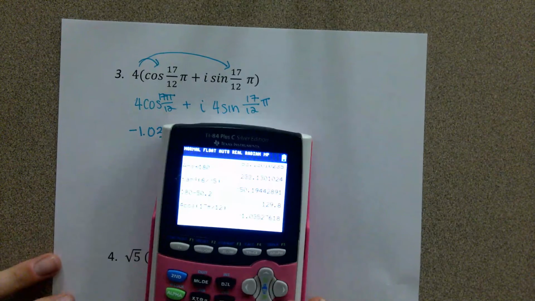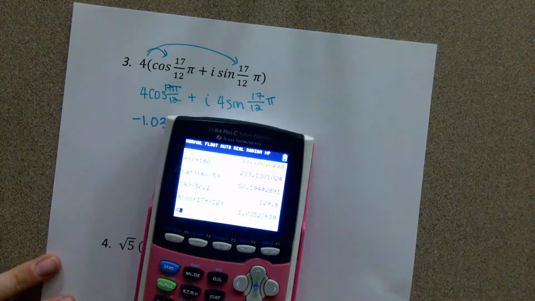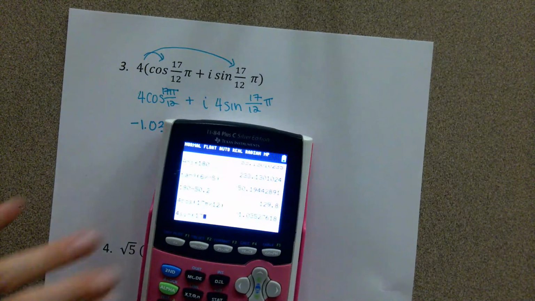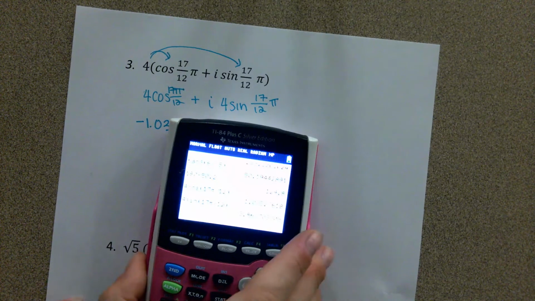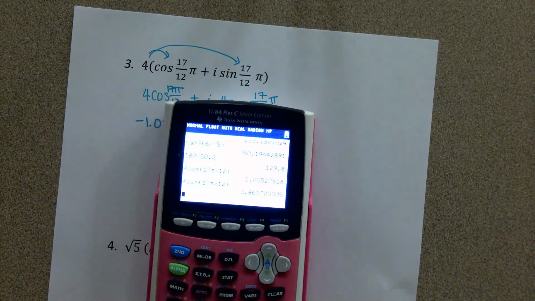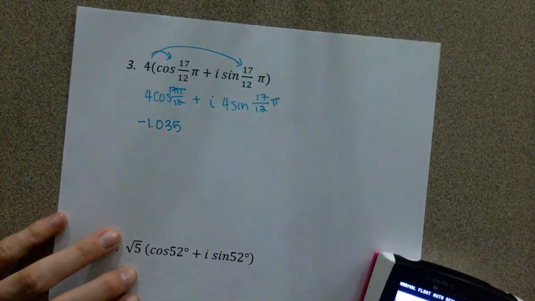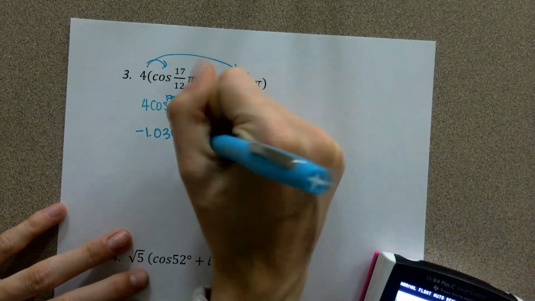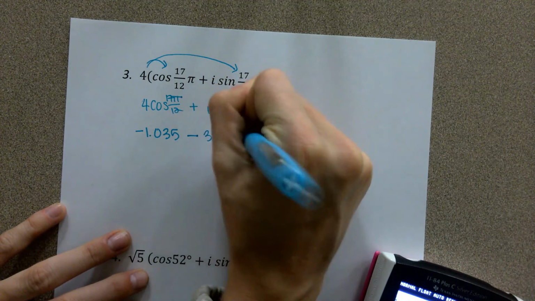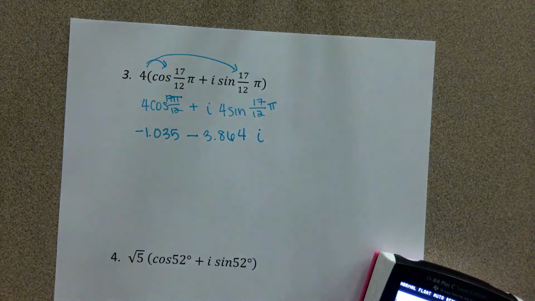All right, same thing for the second one. So I can go ahead and type in 4 sine of 17 pi divided by 12. And we're going to get a repeating decimal. Go ahead and round it to 3 decimal places. So I got negative 3.8637, and so on. I'm going to round it to negative 3.864. So I'm just going to have minus 3.864 and throw my i there at the end.